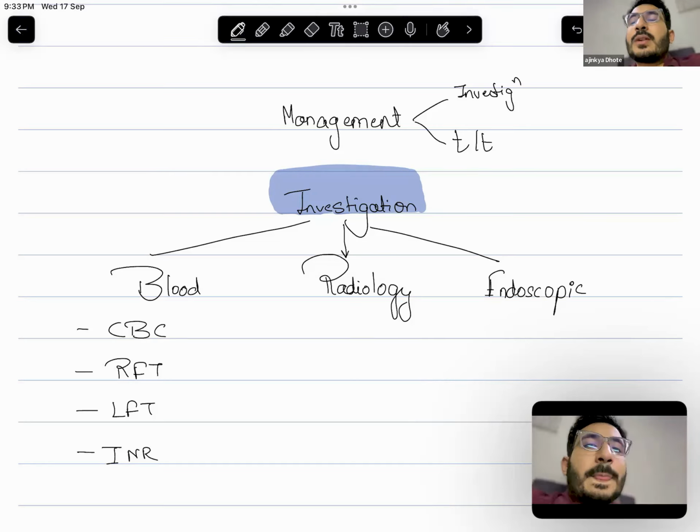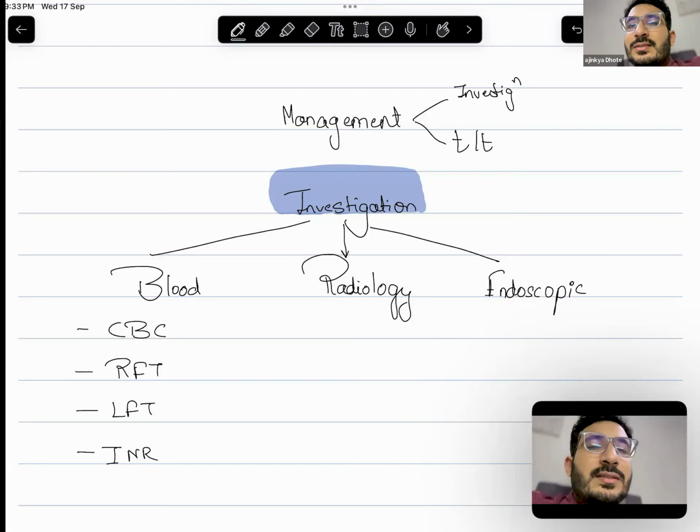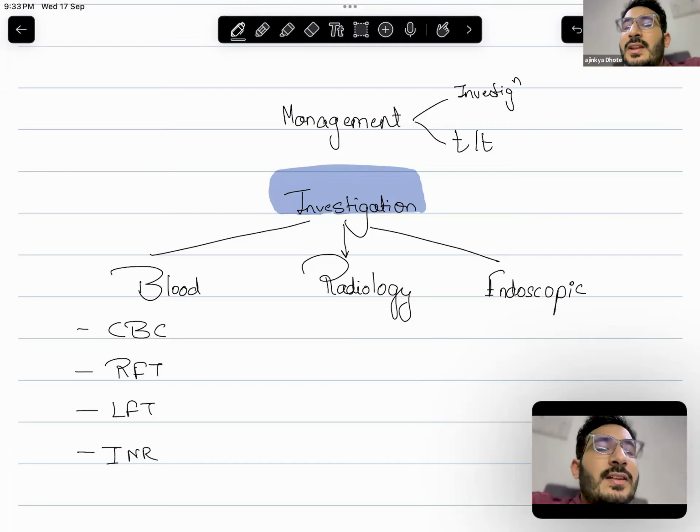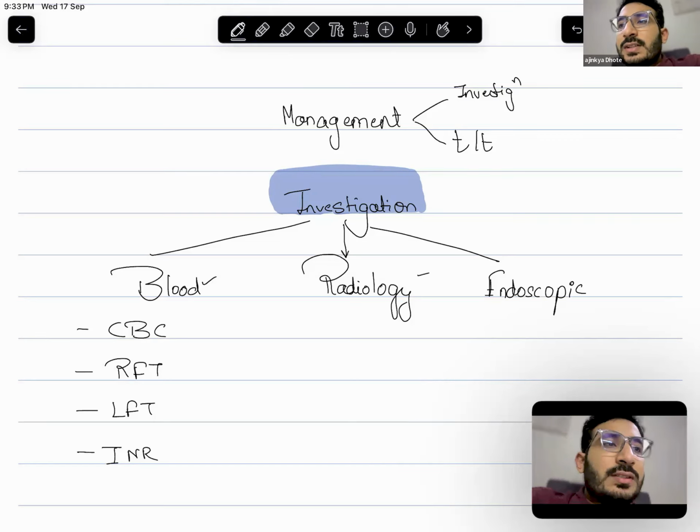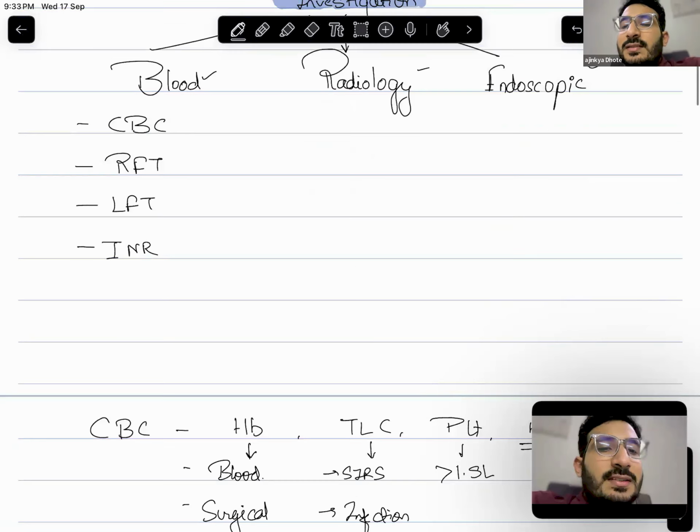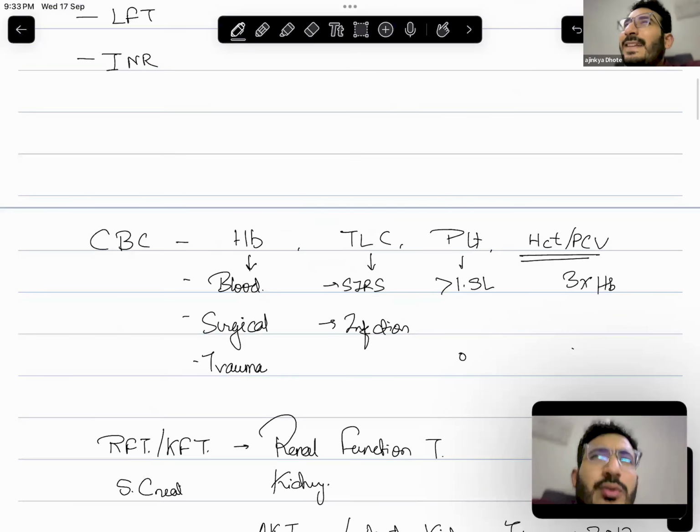To know the investigation part, you should actually know what all investigations are available with us, and what investigation is required in which case. I think for that you need to have a basic idea about these investigations. All the investigations that we have are broadly classified into three main categories, or we can discuss them under three headings: your blood investigations, your radiology, and your endoscopic procedures.